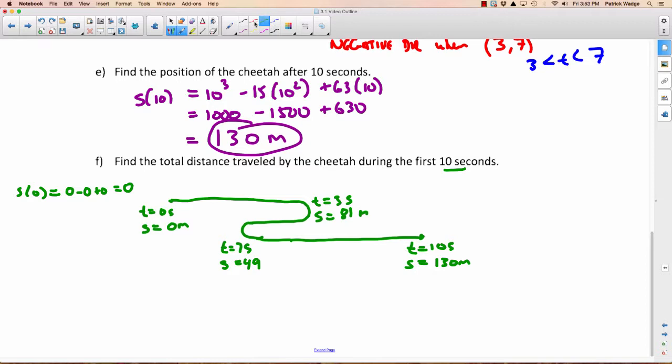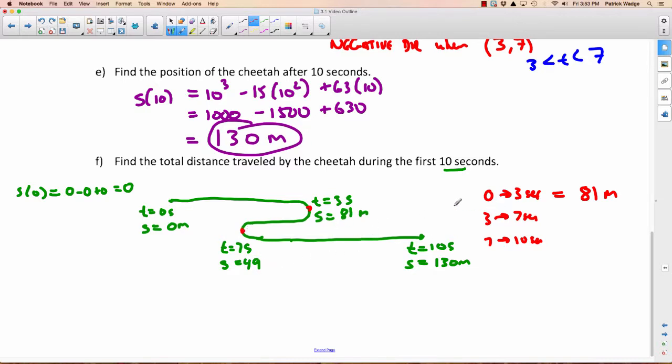Well, let's look at this in pieces. There's the time from 0 to 3 seconds, the time from 3 to 7 seconds, and the time from 7 to 10 seconds. Now the first one's easy. How far did it go from 0 to 3 seconds? It went from 0 to 81, which is 81 meters. How far did it go from time 3 seconds, right here, to time 7 seconds? Well, it was at 81 and then it went to 49.